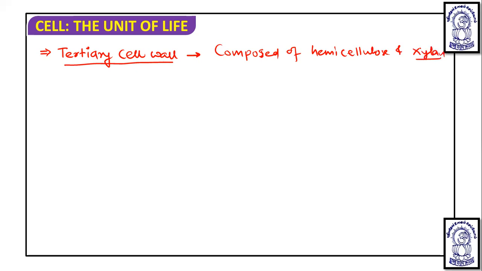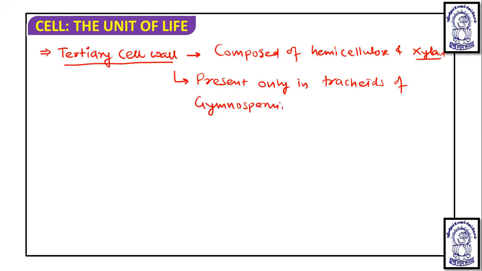Xylan is a polymer of xylose, okay? And this tertiary cell wall is not found commonly. It is present only in tracheids of gymnosperms. There you will see the presence of the tertiary cell wall inner to the secondary cell wall. And this secondary cell wall, which we have studied, can be in several layers like S1, S2, S3. Many layers are present, and we know that the middle lamella is a common layer between the two cells.